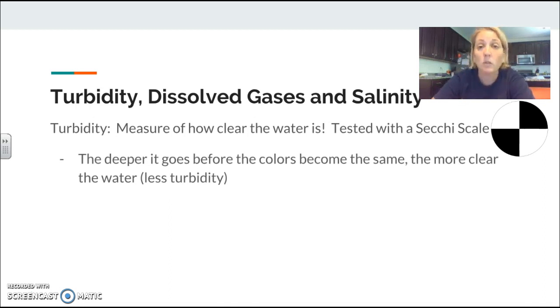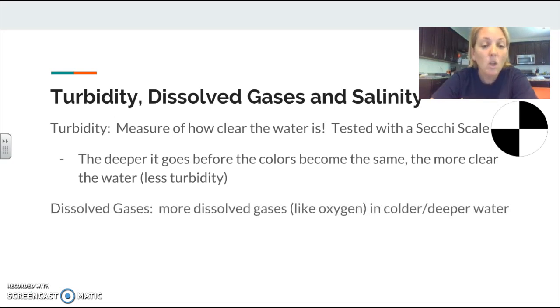So the waters of the Caribbean Sea are going to have less turbidity than Falls Lake, because you can lower that disc pretty far into the nice clear waters of the Caribbean than you can with Falls Lake. Dissolved gases are basically what they say they are.